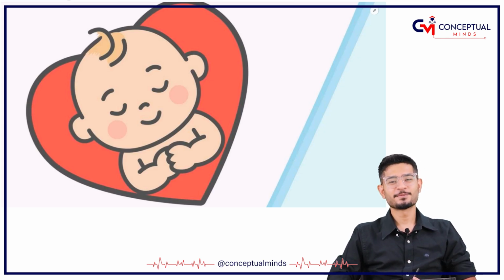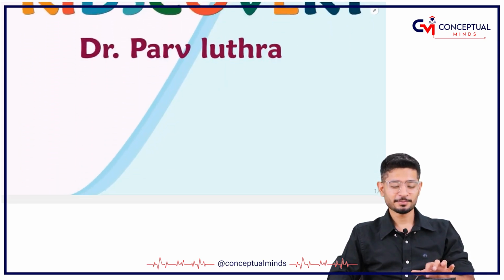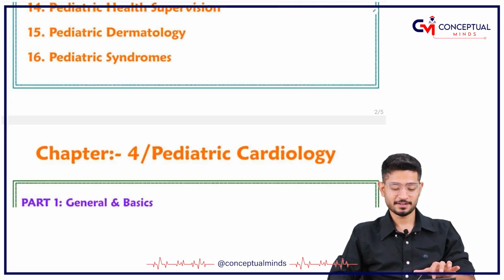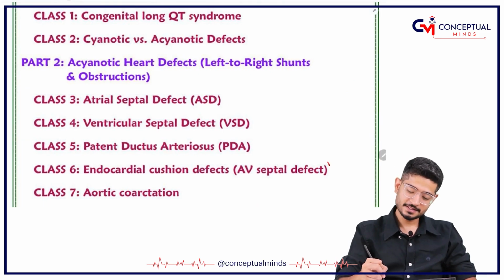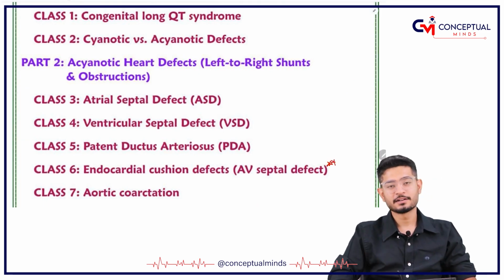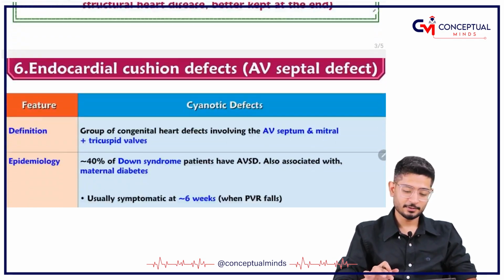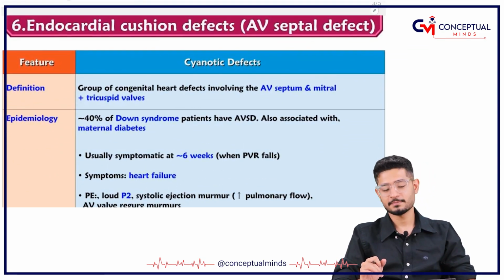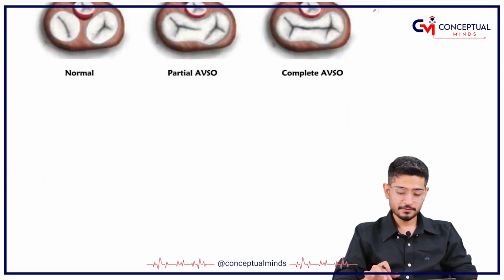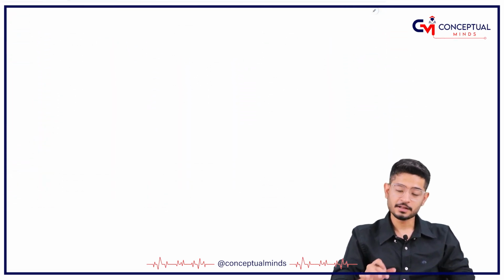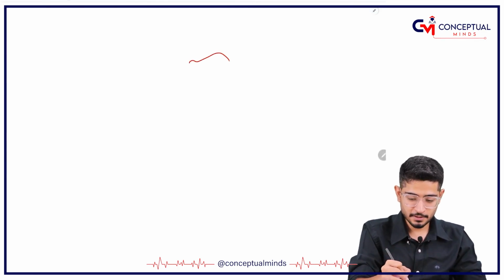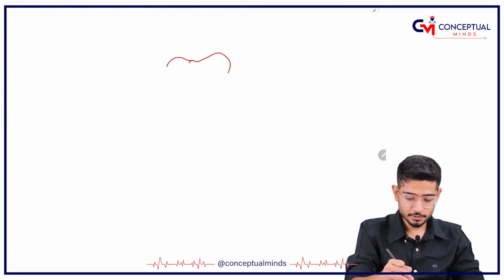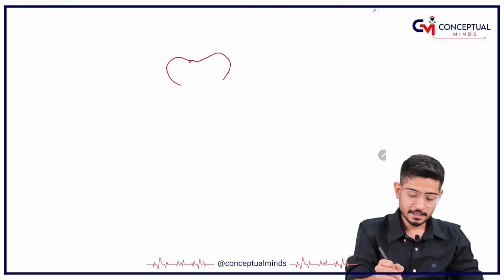This is the class where we'll be discussing the very important topic, the endocardial cushion defect. Now we are in the 6th class of our pediatric cardiology, and the topic of discussion is endocardial cushion defect or the AV septal defect. If you know what endocardial cushion is, in the previous video I tried to show you when we were discussing the ASD.